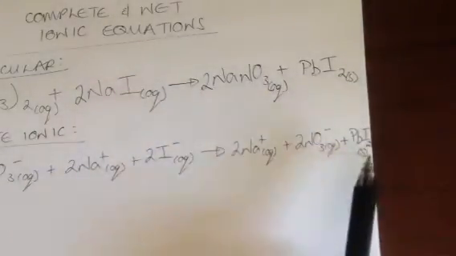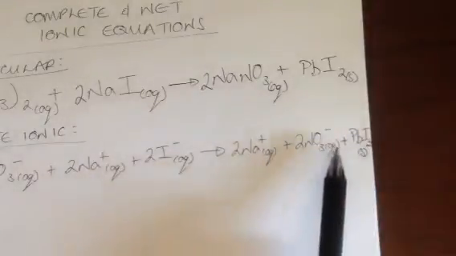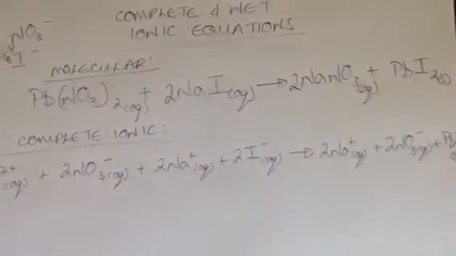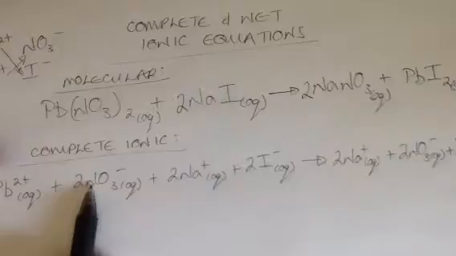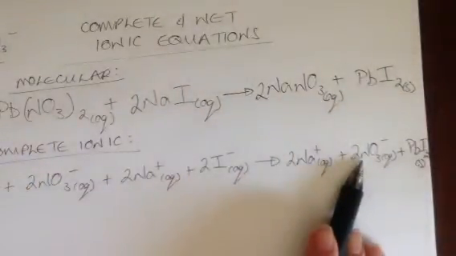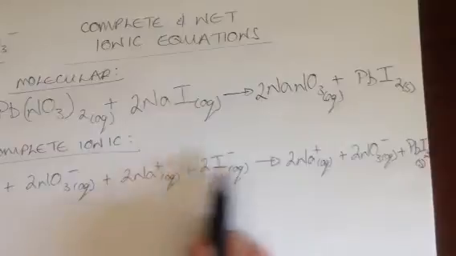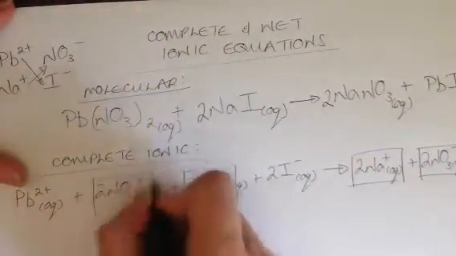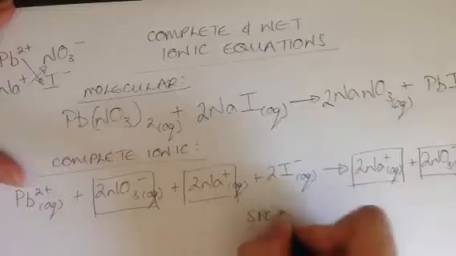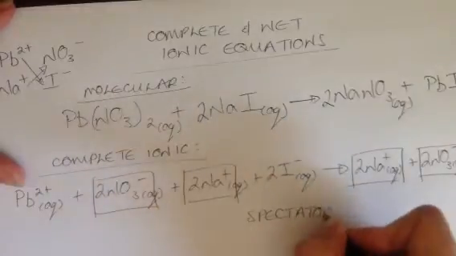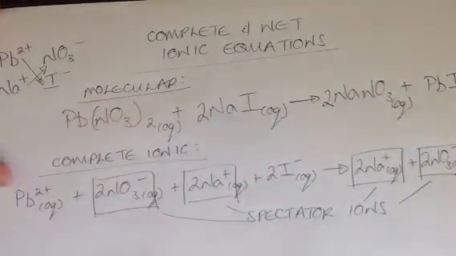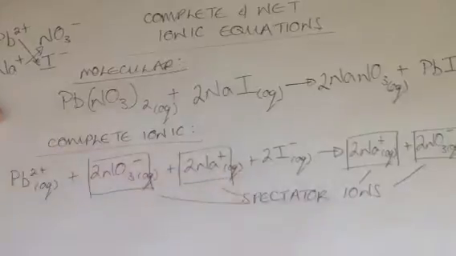So actually anything with an s, an l, or a g, you're going to leave together as a formula. Anything with an aq, you're going to split into ions. So you'll notice that we have nitrate on its own on the left-hand side and on the right-hand side. Sodium is on its own on the left-hand side and on the right-hand side. And when we have something like that, we call those spectator ions, because they're not taking part in the reaction. They're just spectators. They're vehicles for getting the other two things together.